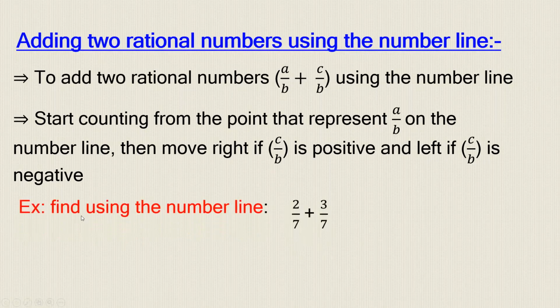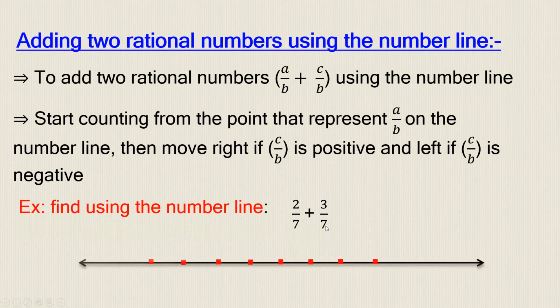For example, find using the number line 2 over 7 plus 3 over 7. First, I have the number line and divide it. The first number will be 0 over 7, then 1 over 7, 2 over 7, 3 over 7, 4 over 7, 5 over 7, 6 over 7, 7 over 7 equals 1. Here I will divide the number line by using your ruler.